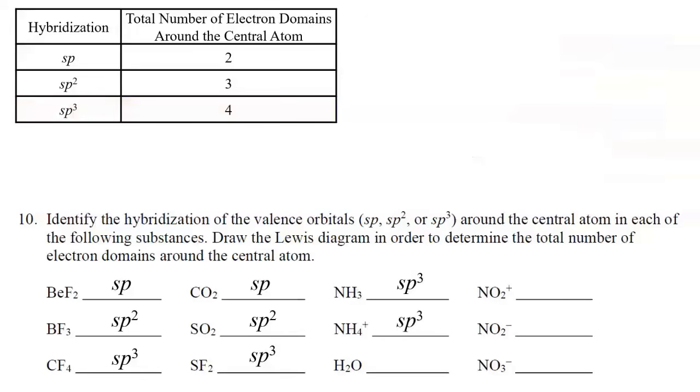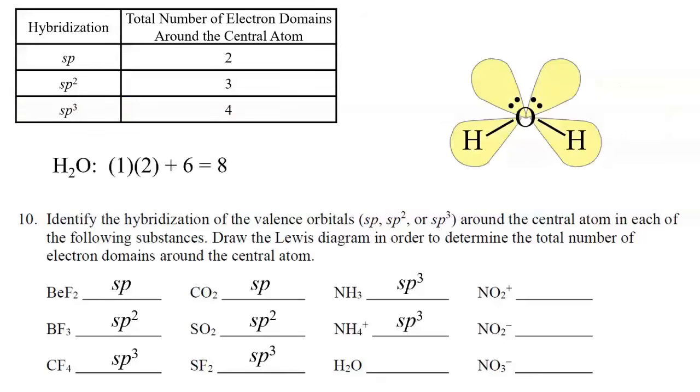Next example is water. Water has 8 valence electrons total, 2 bonding domains and 2 non-bonding domains, 4 total electron domains around the central atom. This is also sp3 hybridization around that central oxygen atom.